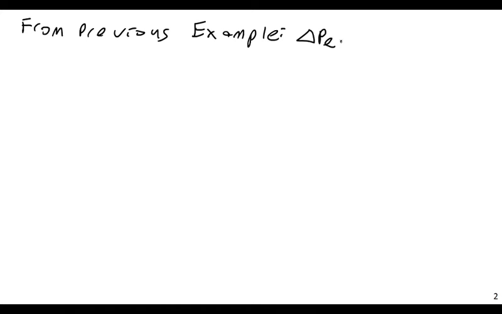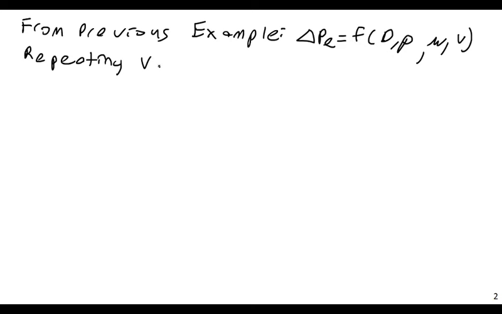Okay, so from the previous example, we used the equation delta P over L, the drop in pressure per unit length, is equal to a function of diameter, density, so D, rho, viscosity, mu, and velocity, V. And then repeating variables, so let me break these down into repeating and non-repeating.